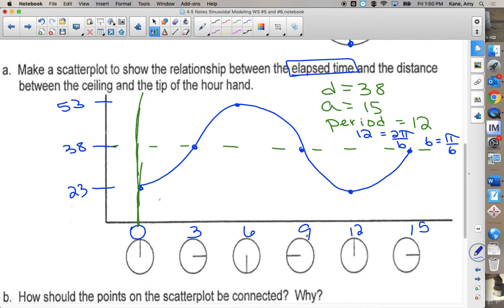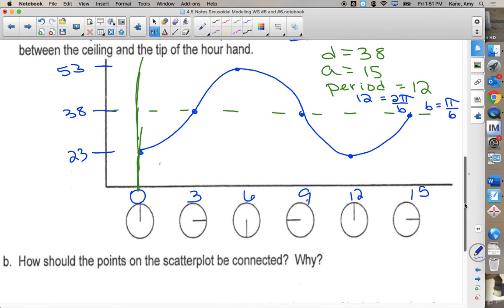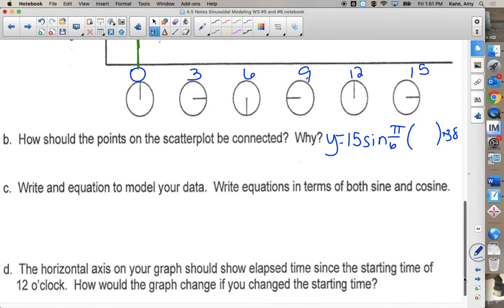I think a lot of you are trying to make it into decimals, trying to think that maybe it was minutes, forcing it to be some type of angle on the unit circle, when we're talking about time, like actual time. So to create the equation, we have 15. We're asked to write sine and cosine. And what is it, 38? And then I have 15 cosine pi over 6.